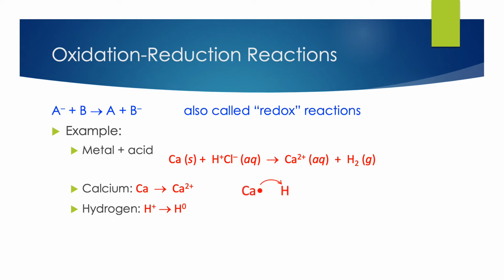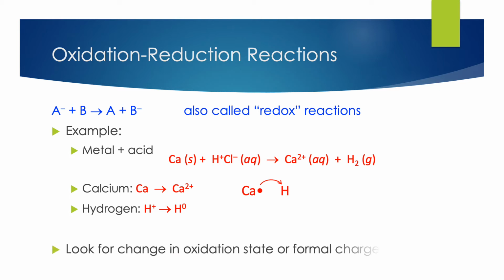So in this case, what we're seeing is that there's an electron that is transferring itself. Actually, there's a couple of electrons transferring, but an electron is transferring from calcium to hydrogen. This is the essence of the process that's taking place. So when you look at an oxidation-reduction reaction, you're going to look for a change in oxidation state or formal charge as a key signature that something has happened.